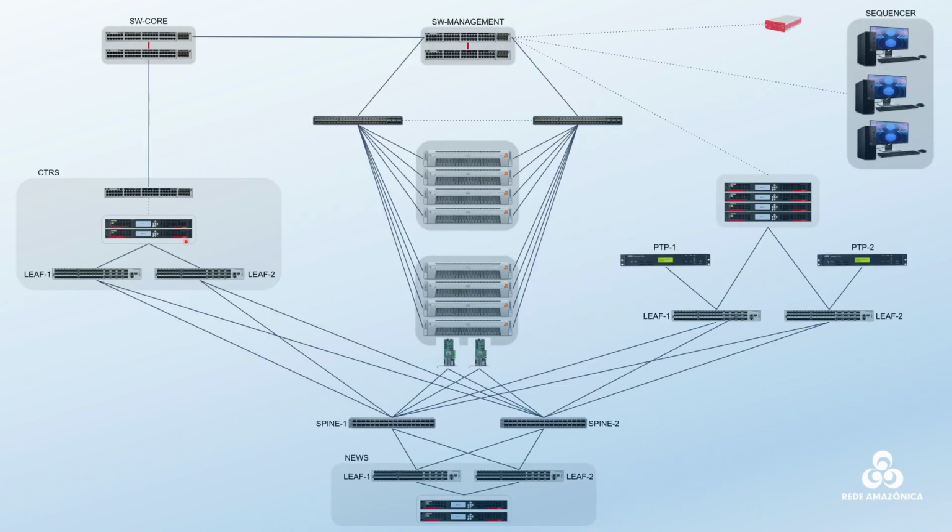We divide our facility into three departments. One is the data center, which has a spine and the leaves. We have the CTRS, the central that transmits and receives signals. And the news department, where we receive all the things that we create. We change our company for our production. We have 12 studios delivering news. Sometimes we have 10 news shows running in parallel in the same facility.